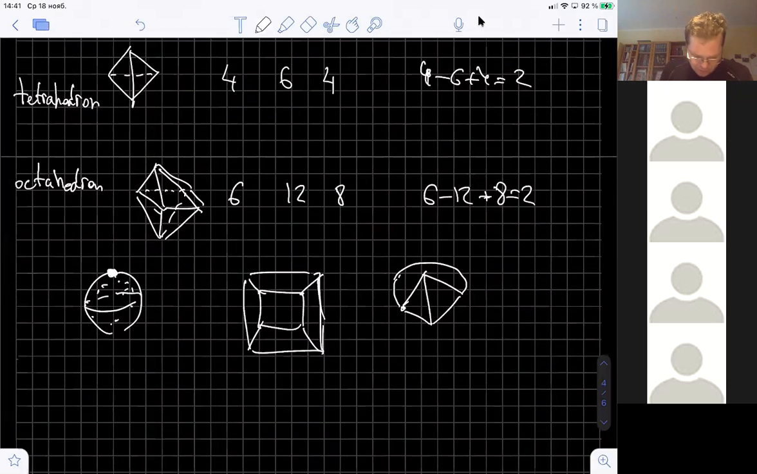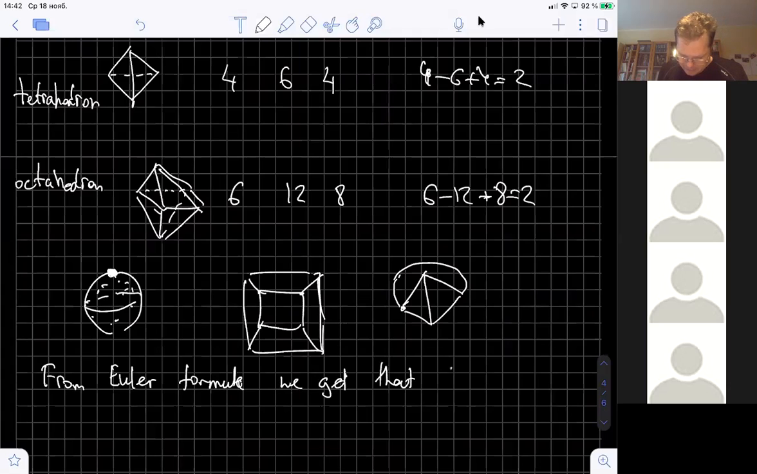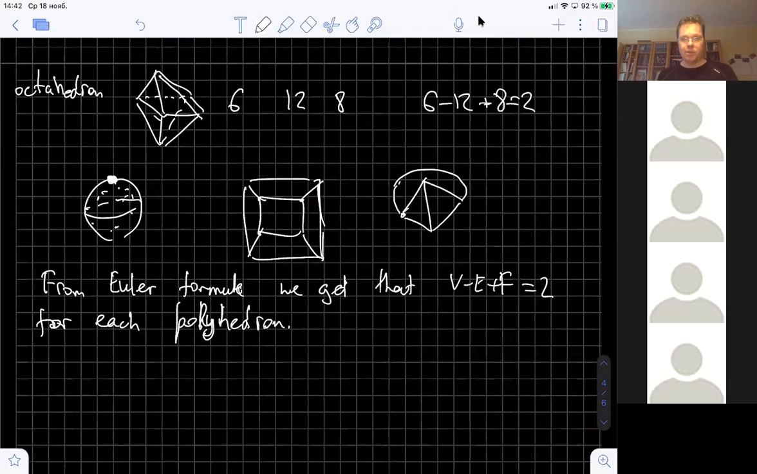So we just proved from the Euler formula that vertices minus edges plus faces is equal to 2 for each polyhedron. But what about regular ones?